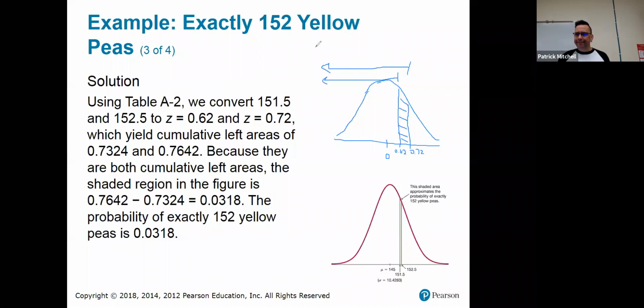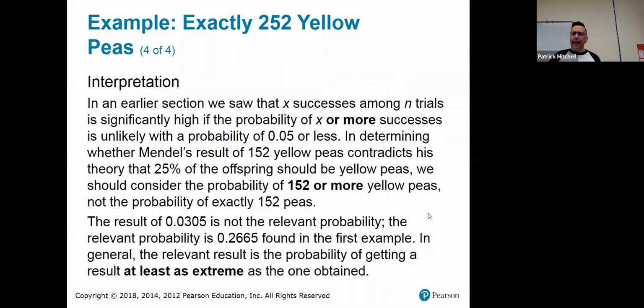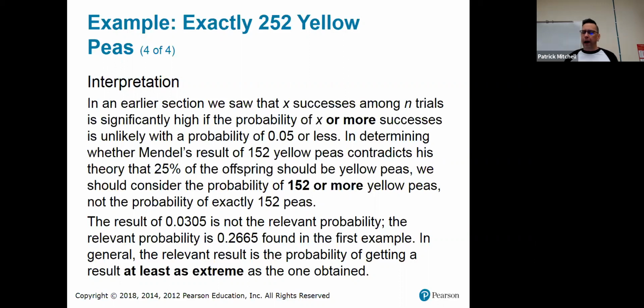However, if you're asking the question, is 152 significantly high? That is the wrong question to ask. You would ask the question that we asked earlier: what is the probability of getting at least 152? Just like the pop quiz example at the beginning. You know, getting 14 right out of 20, yes, that would be nice. But if you're just trying to pass, you want 14 or more right.